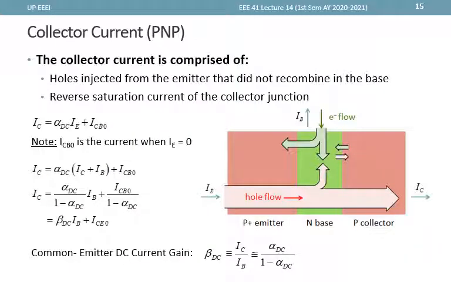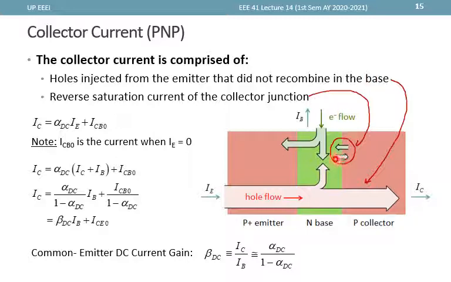Now let's take a look at the collector current for a PNP transistor under forward active. So the collector current is actually composed of the holes injected from the emitter that did not recombine in the base, and that is this current right here. And the second component of the collector current is the total reverse saturation current of the collector junction, which is represented by this arrow right here.